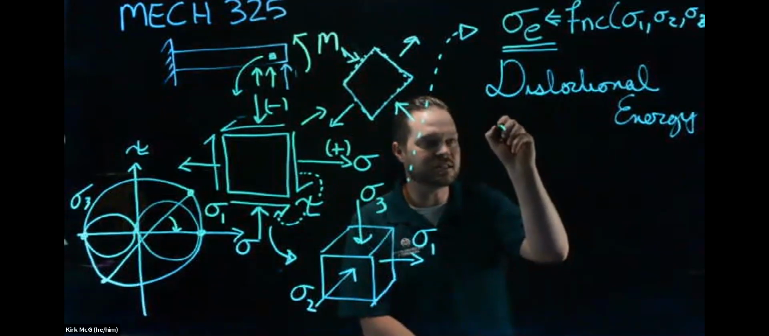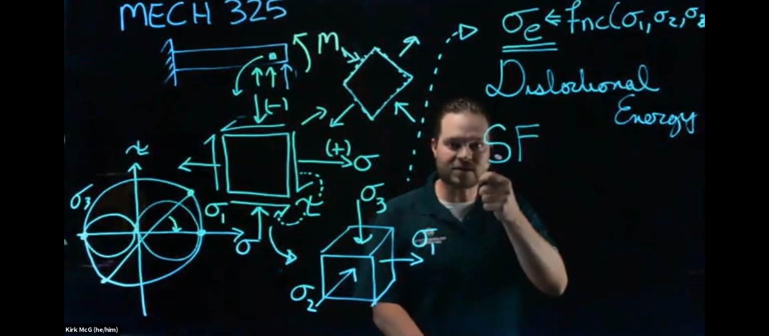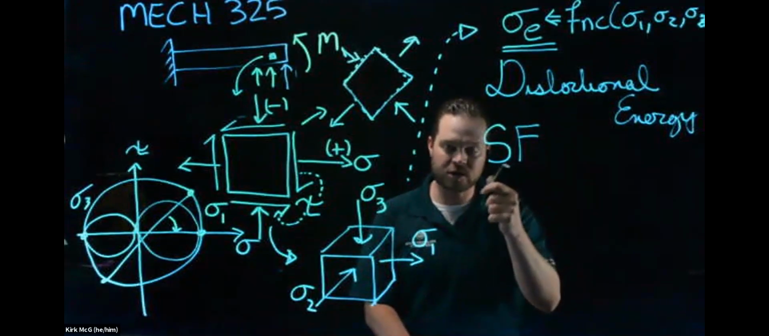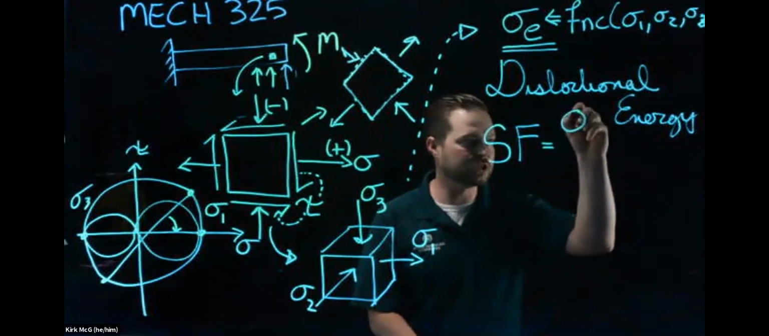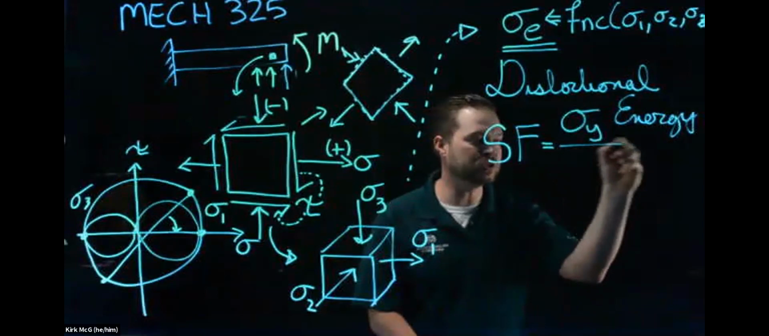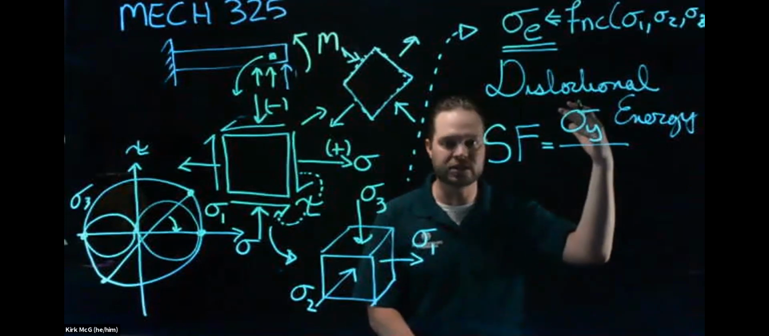And basically what that says is that the safety factor is something we build into all of our components. And basically that's a ratio of the yield stress. So let's say I'm using some carbon fiber 3D printed novel material that has some yield.